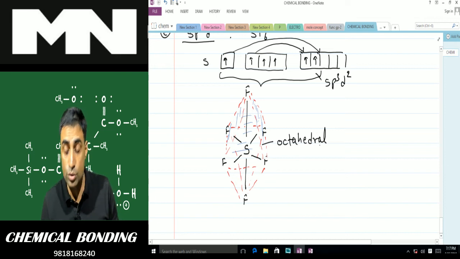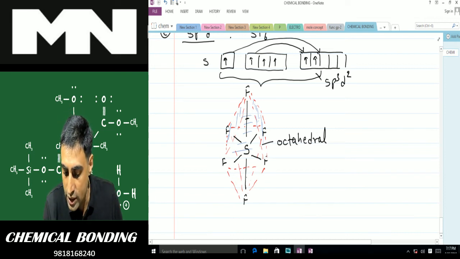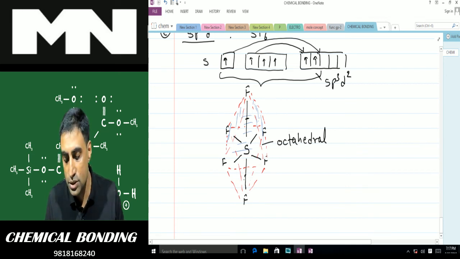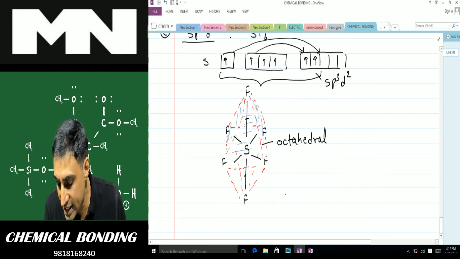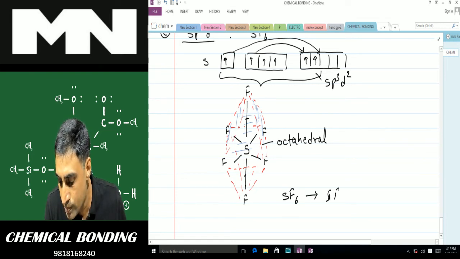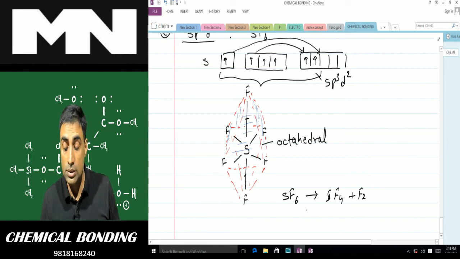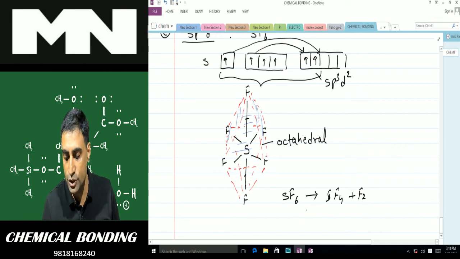And in this also, the axial bonds are longer and weaker. The equatorial bonds are smaller and stronger. That's why SF6 has a prominent tendency of dissociating into SF4 and F2. Again, the shape is octahedral, the axial bonds are longer, that's why they are weaker, and that's why SF6 has a prominent tendency of dissociating into SF4 and F2.